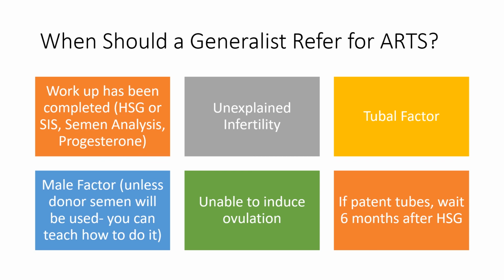If you are unable to induce ovulation up to the max dose of Clomid or Femara and ovarian drilling, if the patient has patent tubes and other factors normal, wait for 6 months after the HSG, because the HSG itself may improve her chances of conception.